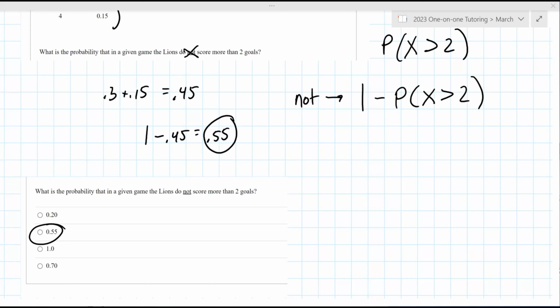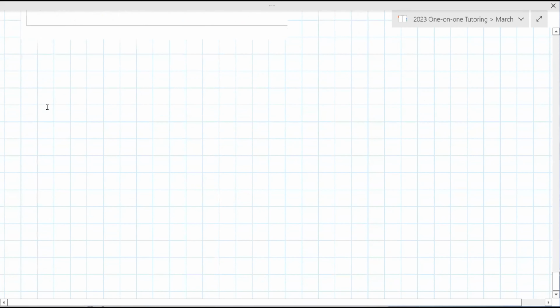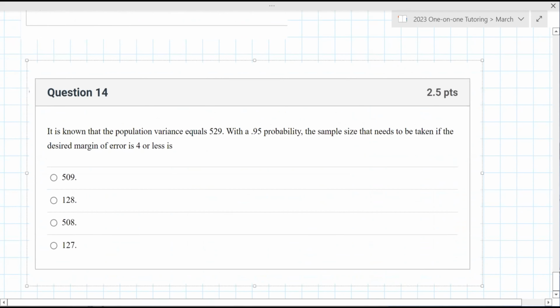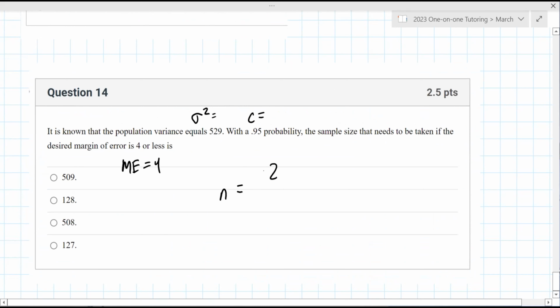Number 14. It is known that the population variance equals 529. That's sigma squared. With a 95% probability, that's C, what sample size needs to be taken if the desired margin of error is 4 or less? Margin of error equals 4. So your sample size formula, which we did earlier, is Z alpha over 2 times sigma over margin of error, squared. Same formula as earlier. You always round up.